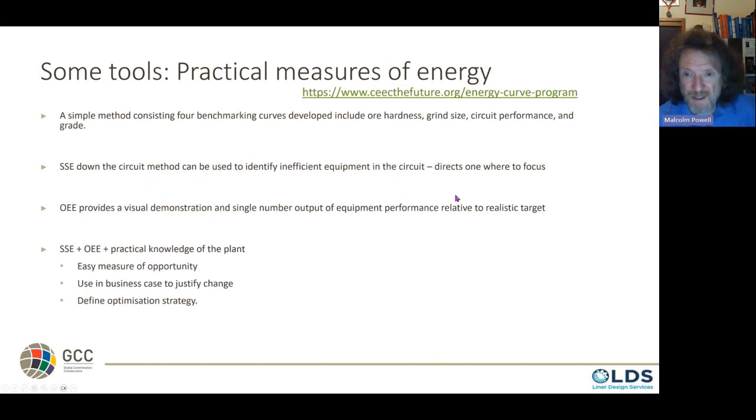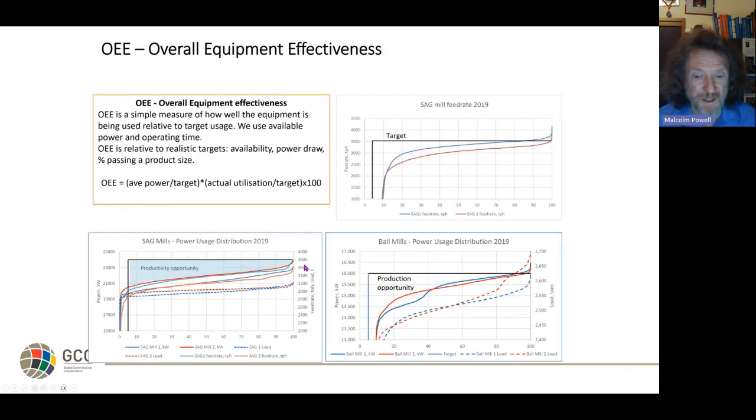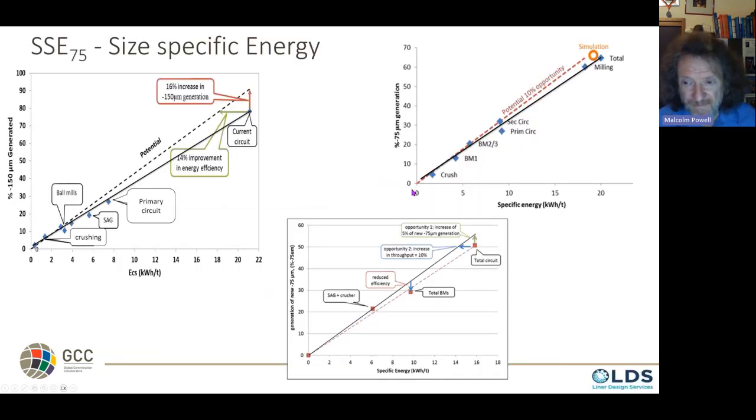So I've published as well in the Seek the Future areas of looking at energy, understanding energy, which I won't go into today, but another way of looking: size-specific energy, overall equipment effectiveness, practical knowledge, you put them together to understand where these opportunities might lie in a circuit. So I'm going to jump over SSE, linear relationship between energy put in and grind size. So you can read my papers on that to get more about that. Incredibly useful and simple tool. You just need one sizing to get this. And I can differentiate between equipment.